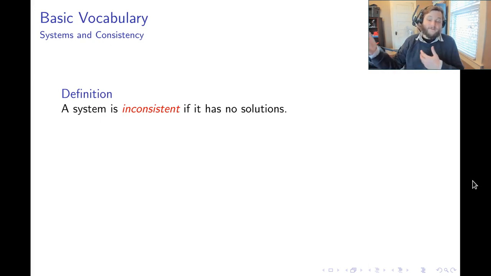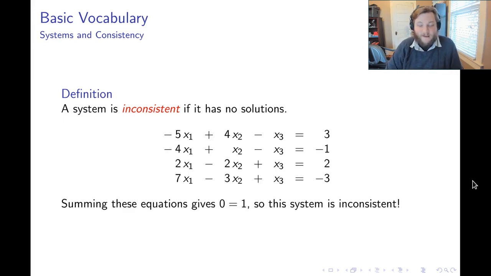On the other end of the spectrum, we have inconsistent systems. Inconsistent systems are systems that have 0 solutions, or no solutions. Here we have an example of an inconsistent system of equations. We have 4 equations with 3 variables. The thing I want to point out is that if we added all these equations together, we end up with the equation 0 equals 1.